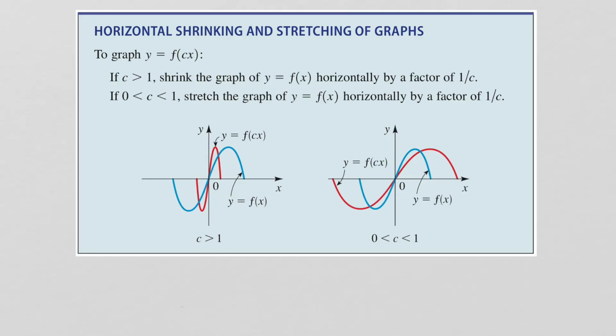Graphs can also be stretched and shrunk horizontally. To do this, we're going to multiply x by a number c. And you have to be a little bit careful because when c is bigger than 1, it's actually going to shrink the graph by a factor of 1 over c. And if c is a number in between 0 and 1, it's going to stretch the graph by a factor of 1 over c. Let's take a look at an example.